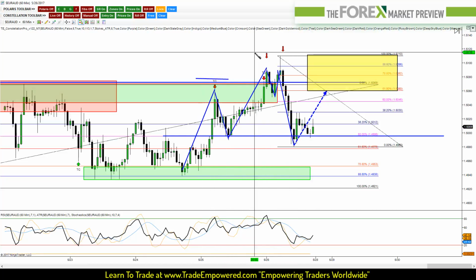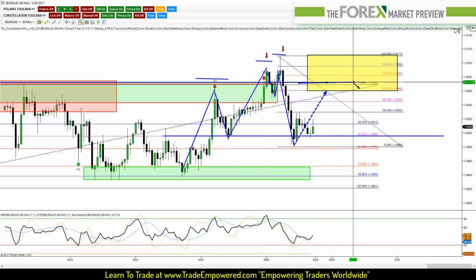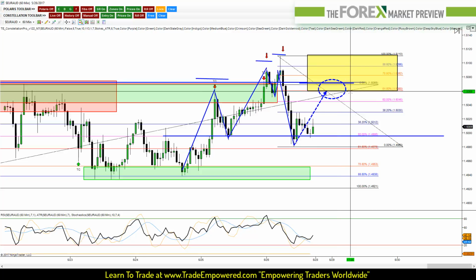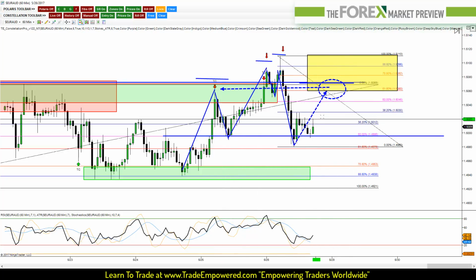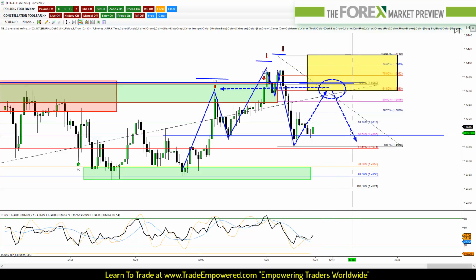Potential head, little double head up here if you want. Potential head and shoulders formation at that same level. So that 2618 level, at least the starting point of that 2618 level, will come in right at your previous left shoulder as well.